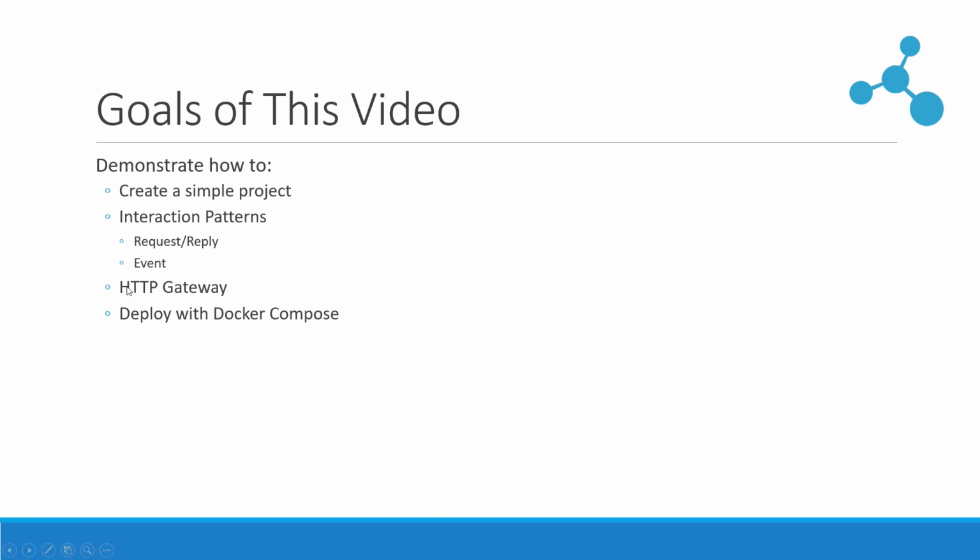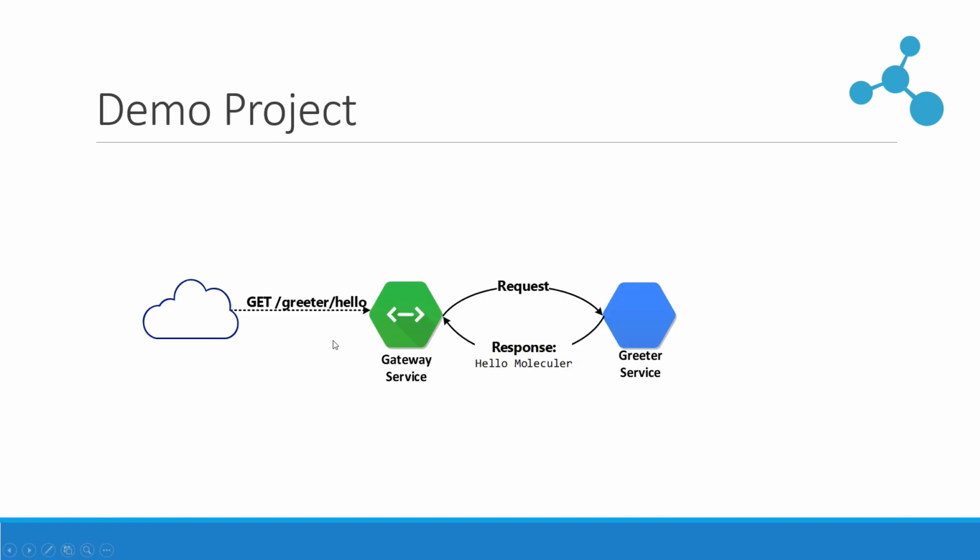So the project that we're going to build is going to look like this. We'll start with two services, a gateway service over here and a greeter service. Our gateway service will receive HTTP requests, it will parse them and forward them back to a greeter service that's going to respond with a simple message saying hello molecular.